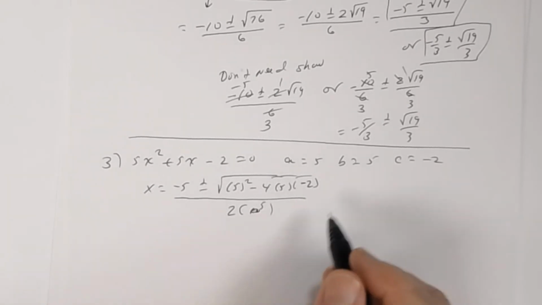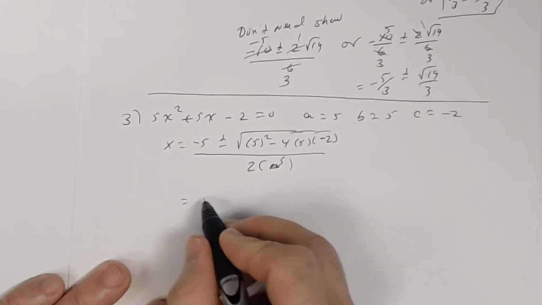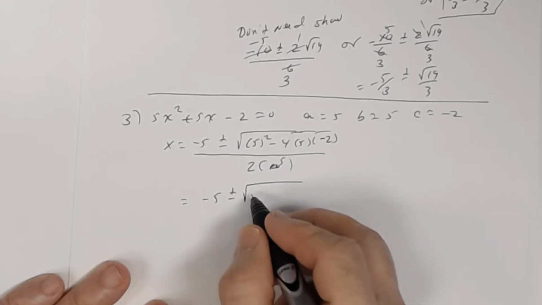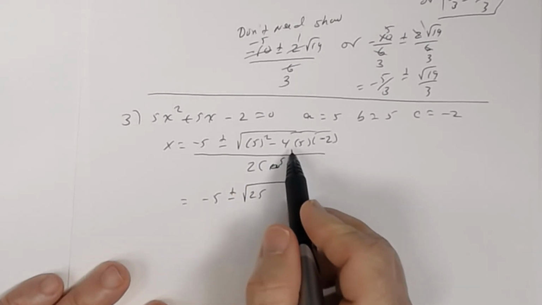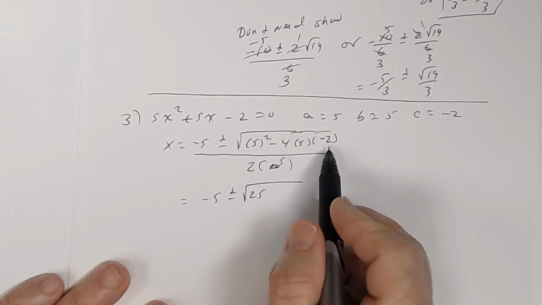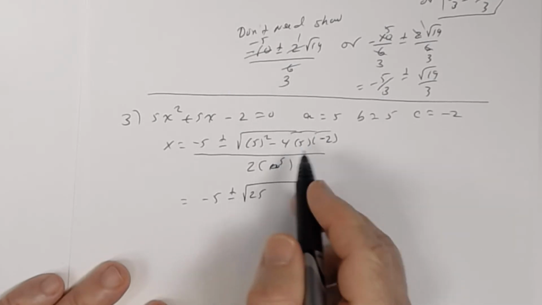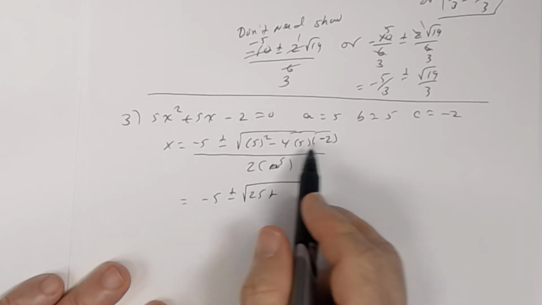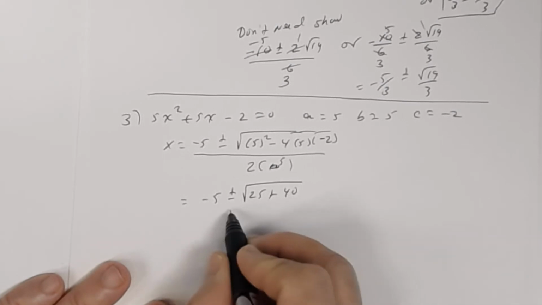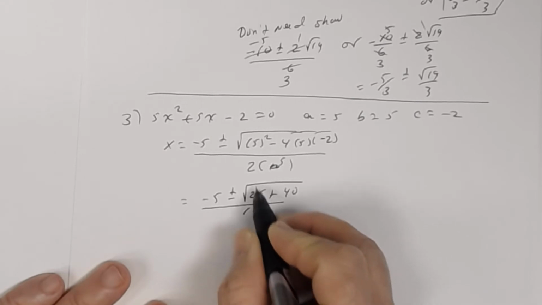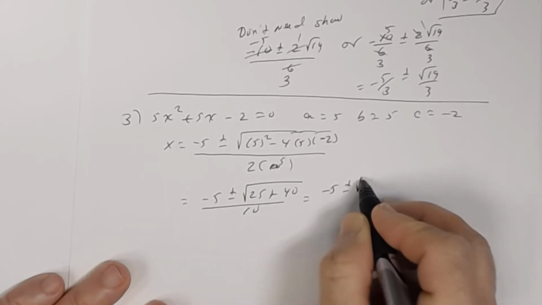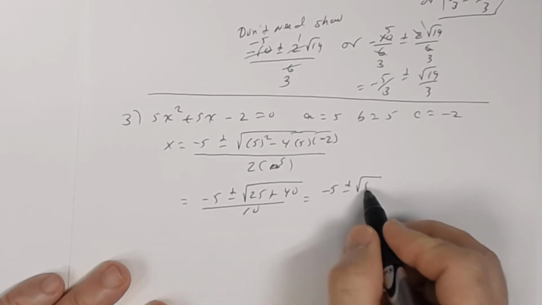A is 5. And so then I get negative 5 plus or minus the square root of 5 times 5 is 25. A negative 4 times a positive 5 times a negative 2. I want you to notice that that's going to be a positive right here. So you're going to say plus 4 times 5 is 20, 20 times 2 is 40, all divided by 10. 5 times 2 is 10. Equal negative 5 plus or minus the square root of 25 plus 40, 65.